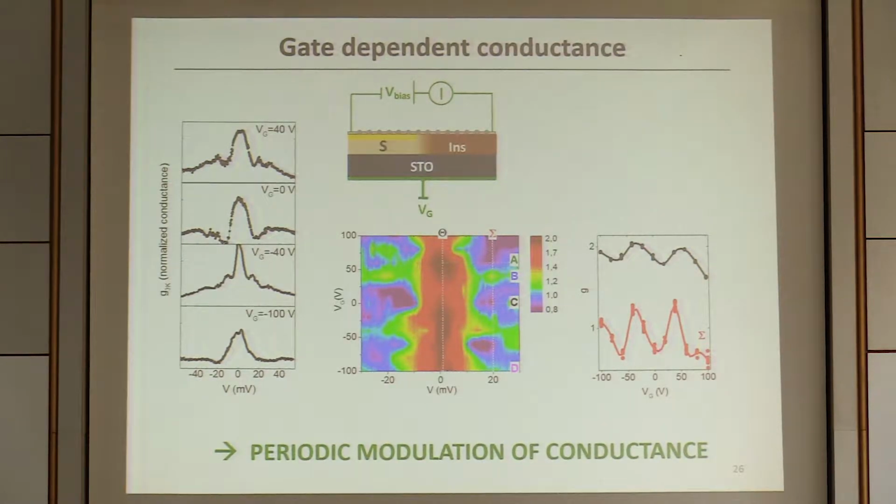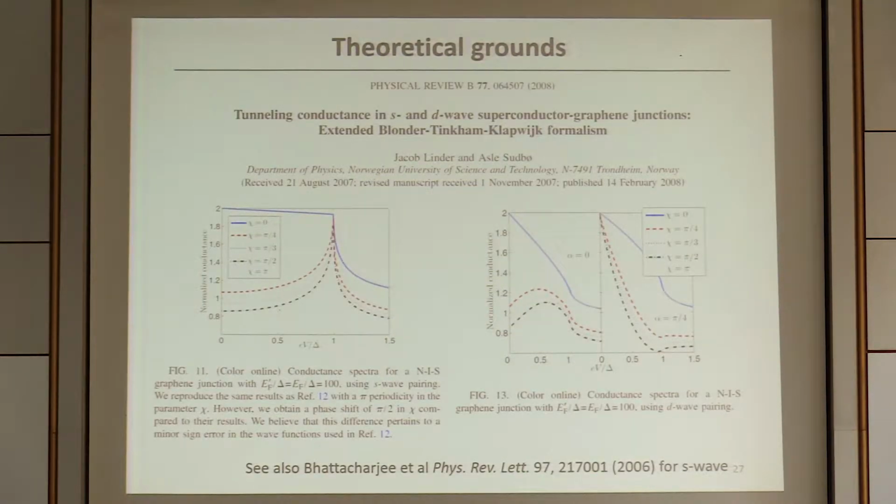Okay, and so you can do cuts in this direction, for instance, and you can see that the conductance actually oscillates as a function of the gate voltage in a periodic fashion. Okay. So now, where does this come from? Actually, we found very useful this earlier work of Jacob Linder and Andreev, which addressed this particular case of a junction between a D-wave superconductor and a graphene.